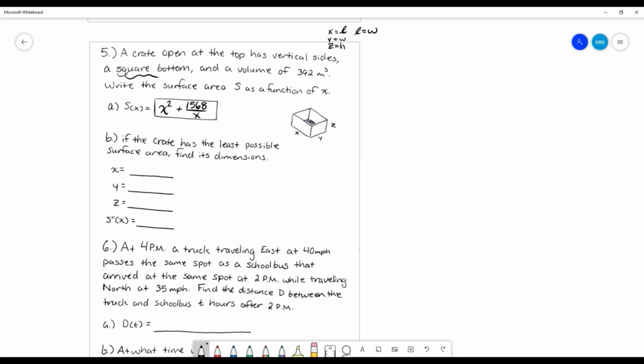Okay, and now it says if the crate has the least possible surface area, find its dimensions. Well, if our surface area is this function here, in order to find the least possible surface area, we have to find a relative minimum. So we have to take the derivative here. I know the derivative of x squared is 2x, and again, this is an x to the negative first.